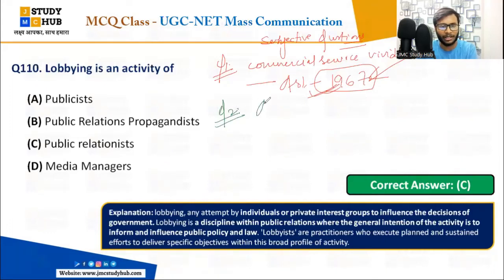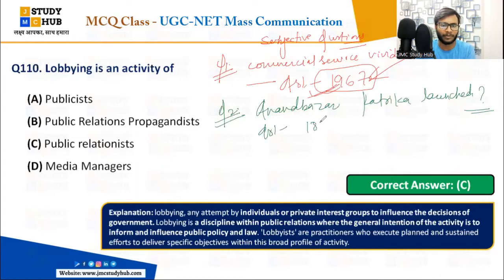चलिए, आनंद बाजार पत्रिका लॉन्च्ड इन द ईयर। एवरीबॉडी, आनंद बाजार पत्रिका कब लॉन्च हुआ? एवरीबॉडी, इंपॉर्टेंट, वेरी इंपॉर्टेंट, बिकॉज दिस क्वेश्चन हैज ऑलरेडी बीन आस्क्ड। 1876. Yes, very good. 1876.